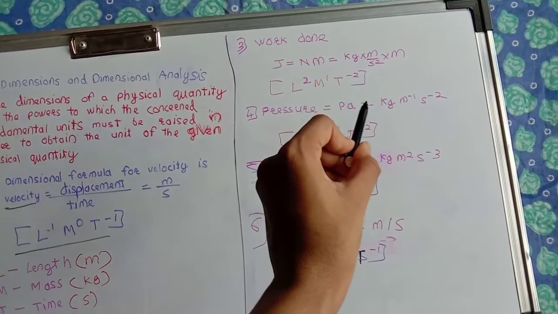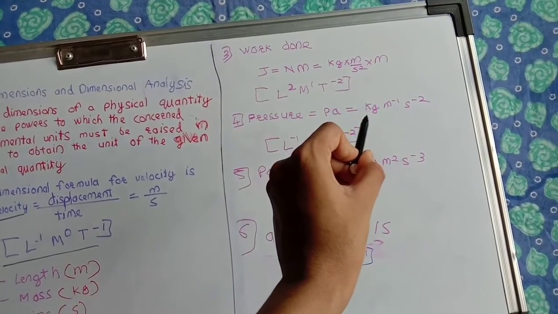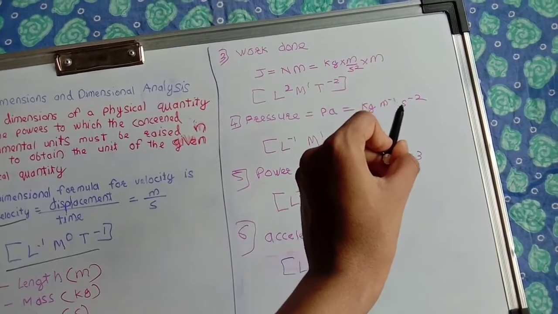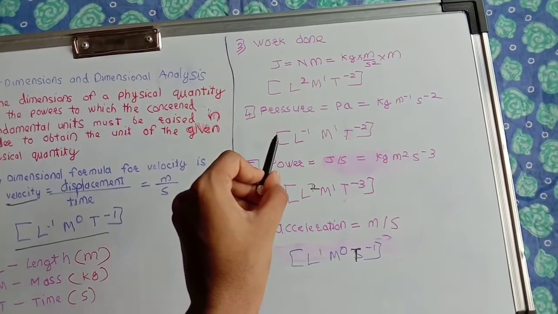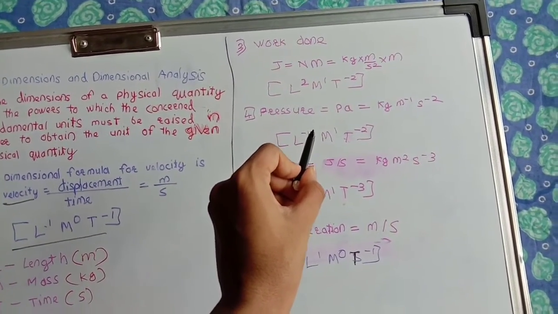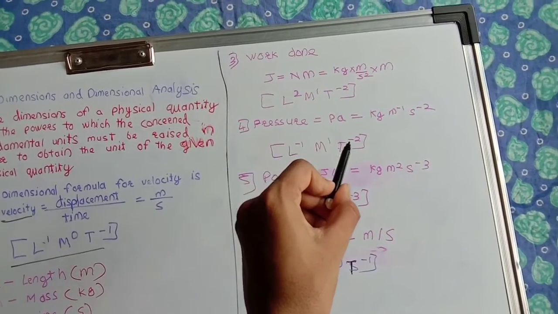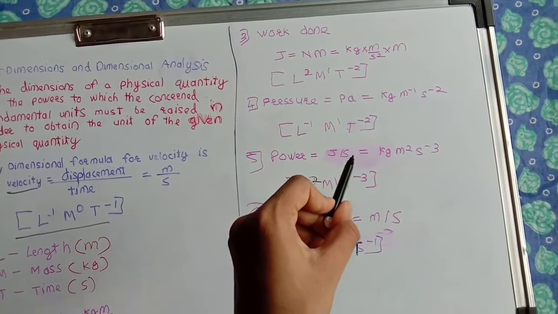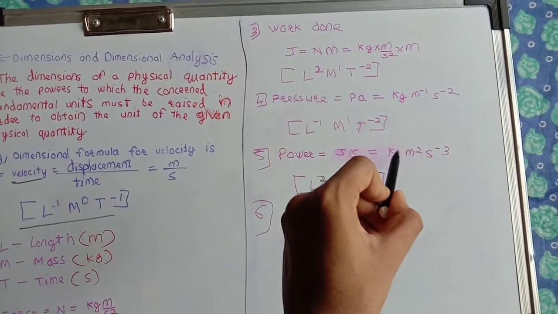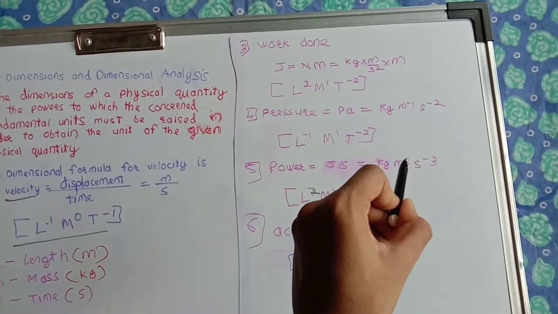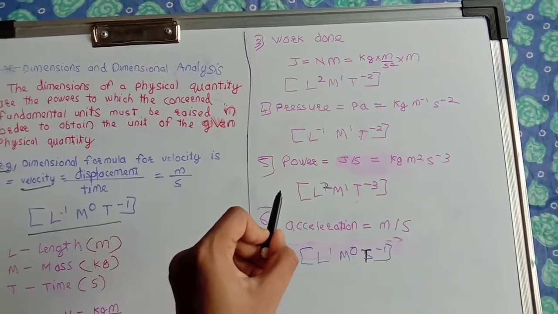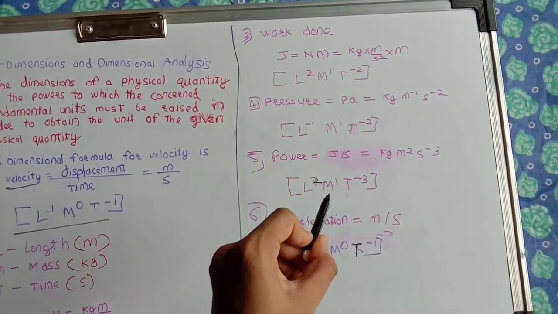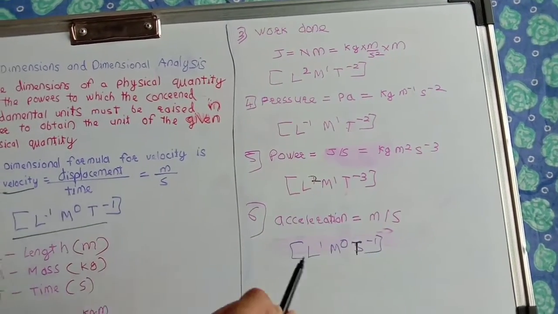Next, pressure. The unit of pressure is Pascal, which is kg meter raised to minus 1, second raised to minus 2. So its dimensional formula will be L raised to minus 1, M raised to 1 and T raised to minus 2. Next, power. The unit of power is joule per second, and it is kg meter raised to 2, second raised to minus 3. Therefore the dimensional formula will be L raised to 2, M raised to 1 and T raised to minus 3.